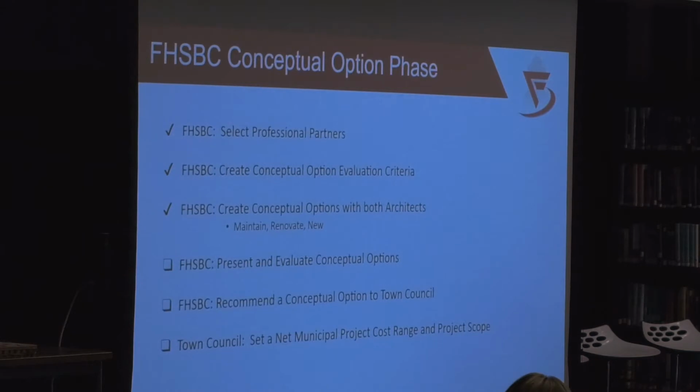So by taking that evaluation criteria that you'll see us use, there's a big sheet right on our tables there. Michael, if you want to hold it up. That's actually what we're using as we're hearing the presentations. And we're using that criteria to evaluate the options that we see tonight. So again, we'll do the maintain, the renovate, and the new options. And then after our options are presented, we're going to make that recommendation to town council. And then town council sets the net municipal project cost range and project scope. So just a little more detail around the conceptual option phase of the project and what that means.